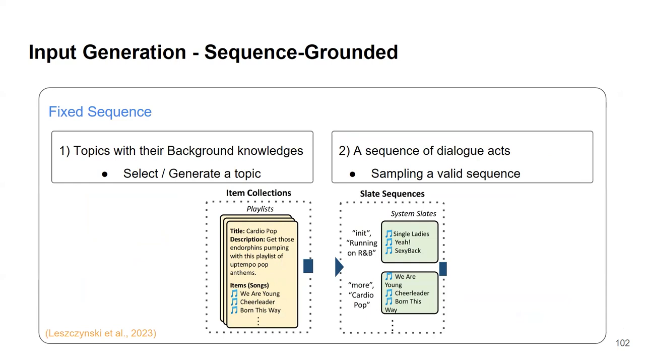So what we have so far is the document-driven input generation, and the input can also be defined based on a sequence, which we can call the sequence-grounded input. In the sequence-grounded input, the input contains two parts. The first part is the topic with background knowledge. This topic and background knowledge can be selected from an existing crowdsourcing dataset, and can also be generated by giving a list of topics and asking an LLM to generate. We will talk about the generation process. The second part is the sequence of dialogue acts. The most important feature this sequence of dialogue acts should have is that it is valid. It means that the sequence is coherently connected, so we can define a realistic conversation based on it. We will talk about how we can generate a valid sequence.